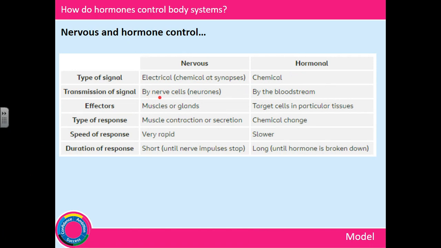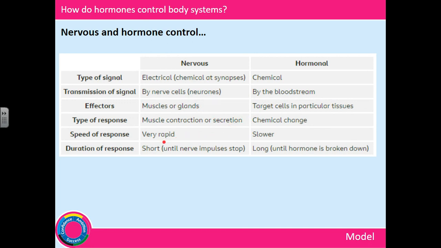How they get around: impulses in the nervous system will travel through your nerve cells, whereas hormones will travel around your body in the bloodstream. And then we have the type of response. We've got muscle contraction or secretion. So when a stimulus travels along your central nervous system, it will trigger a response in your effector, and that will either be a muscle contraction or it will cause a gland to secrete a hormone.